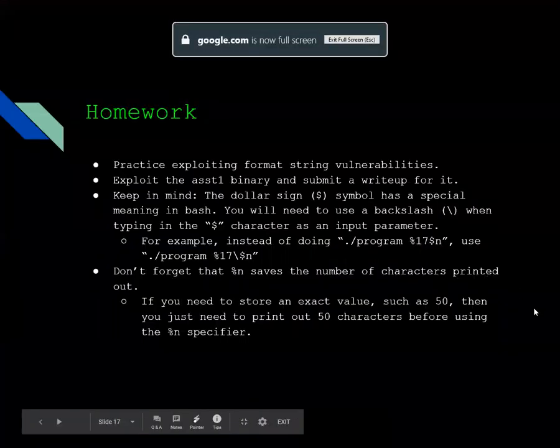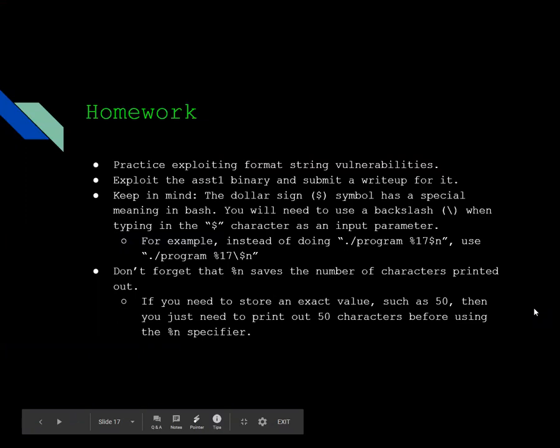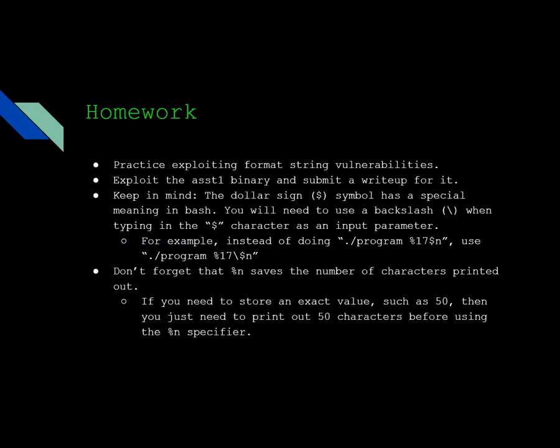All right, so for your homework, I want you guys to practice exploiting format string vulnerabilities. Specifically, I want you to submit a write-up for the assist1 binary. That's going to be our first assignment. And keep in mind, this assignment will require that you use a backslash in front of the $ sign if you're executing the binary like this, because you're putting this as an input argument to this program right here.